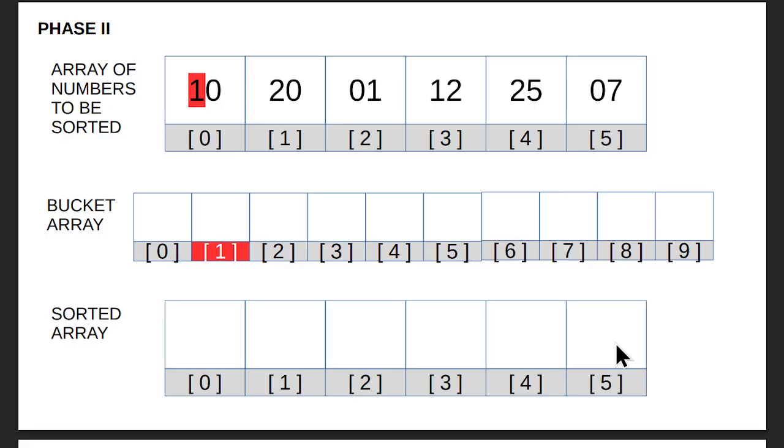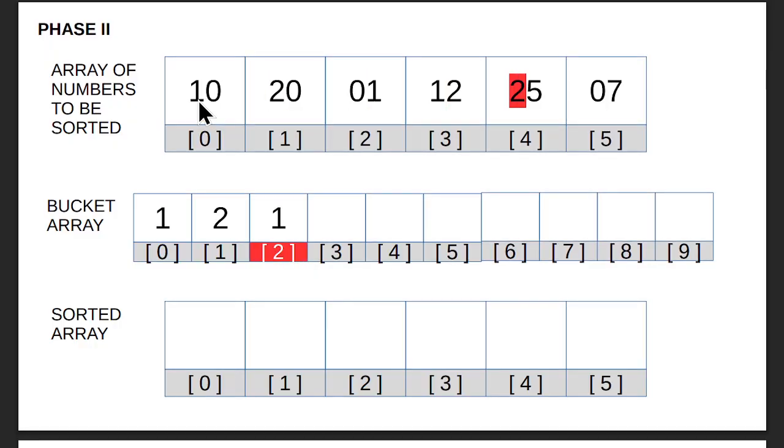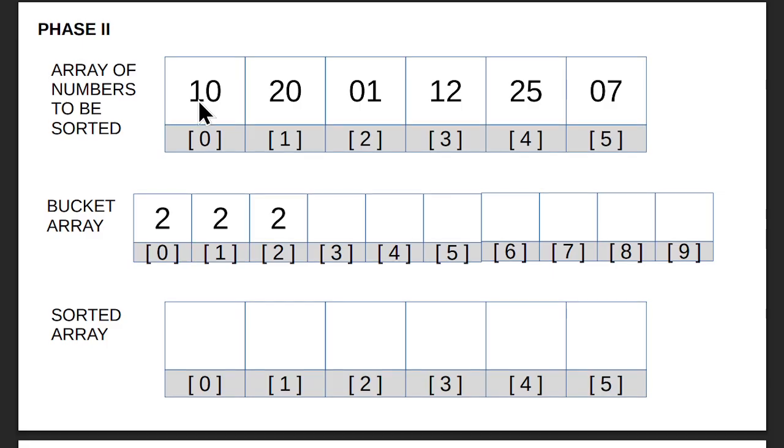The second phase looks at the most significant digit. Remember, there are 2 digits. So we completed the least, and now we are looking at the most significant digit. Same, the bucket array records the number of occurrences. For example, here there are 2 numbers with the most significant digit being 0. You have 0 here and you have 0 here. So these 2 numbers go into bucket 0.